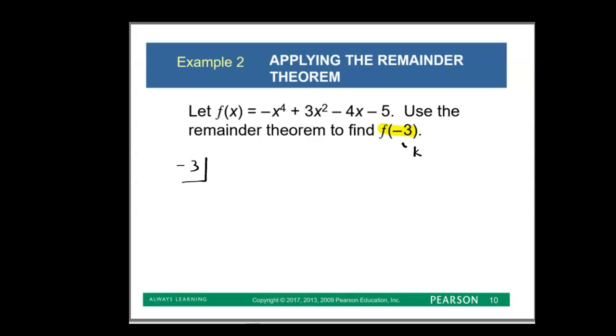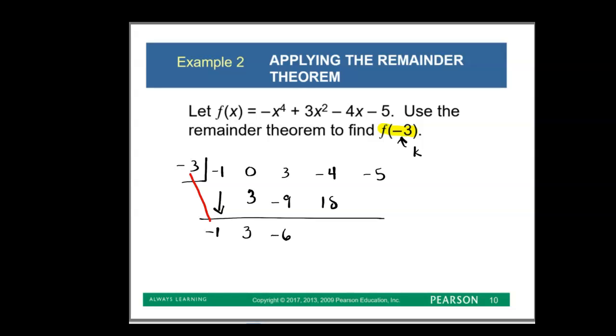So k here is negative 3. So we're going to divide synthetically. Along the top row, we're going to write the coefficients. Notice I'm putting a 0 here for my cube term. And now I start my sequence of multiplying and adding once I bring down that negative 1. So we're going to multiply negative 3 times negative 1 to get 3, and then we're just going to add, multiply, add, multiply, add, and then here we go.